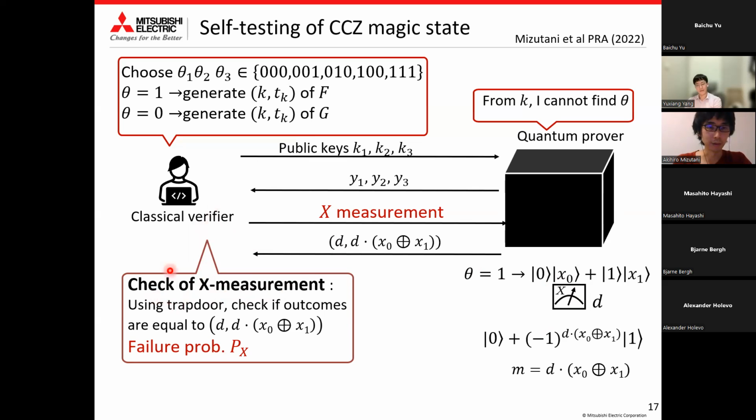And the verifier performs the check of the X basis measurement. Specifically, the verifier uses the trapdoor information and checks if these outcomes are equal to this one. So this is the honest case. So the prover always passes this check. But to consider the general case, I denote the failure probability of obtaining the wrong outcome by PX.